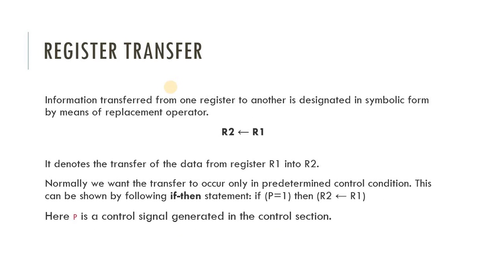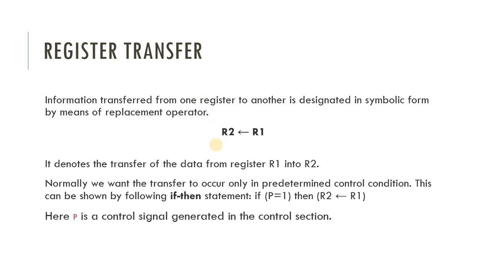Now next is register transfer. So how data is transferred and how we can define it in symbolic form. Information transfer from one register to another is designated in symbolic form by means of a replacement operator. So here R1 and R2 are the two registers. Now we already know a register is defined with the R notation. So here there are two registers, R1 and R2. Now this is one symbol. It denotes the transfer of data from register 1 to register 2. So here register 1 is transferring data to register 2.